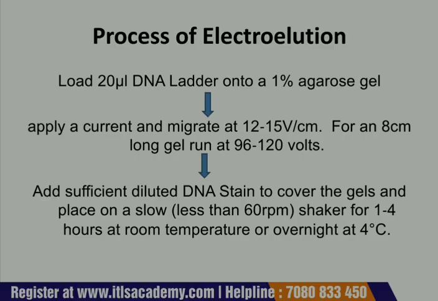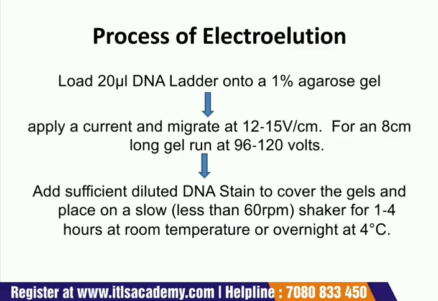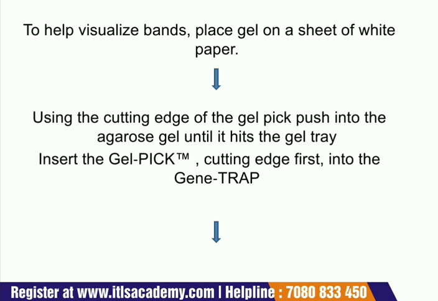Once the DNA has migrated one-fourth of the length of the gel, turn off power and transfer the gel to a staining tray. Add sufficient diluted DNA stain to cover the gel and place on a slow, less than 60 rpm, shaker for 1 to 4 hours at room temperature or overnight at 4 degrees centigrade. To help visualize bands, place the gel on a sheet of white paper.